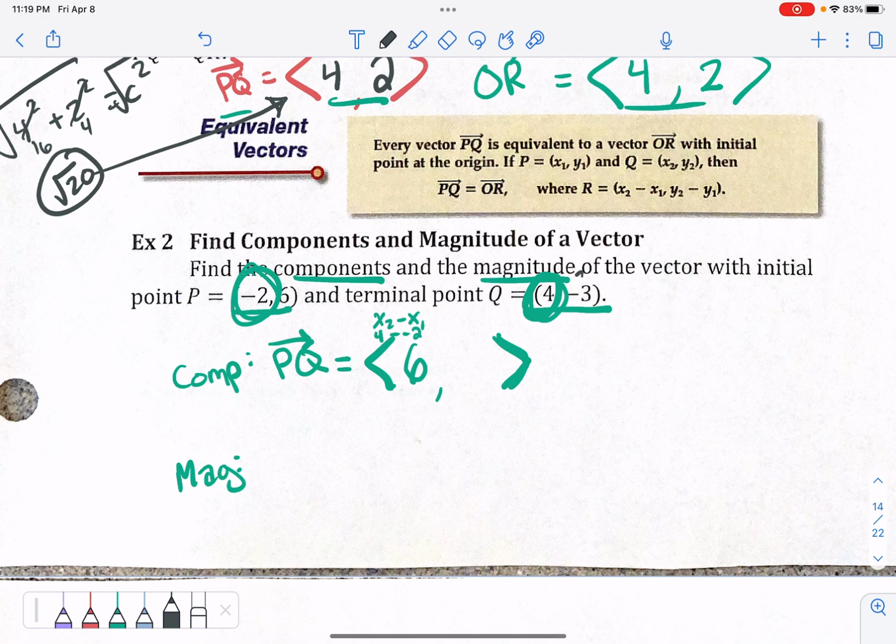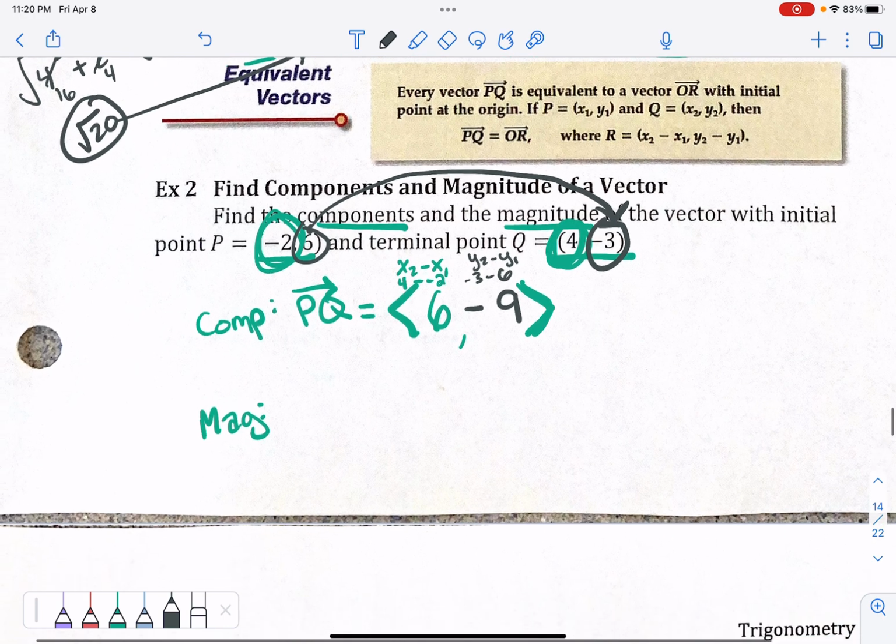And then the second one is -3 and 6. So I'm starting at 6, which is up 6, and I'm going down to -3. That's down 9, okay? Or if you need to do y2 minus y1, you can do that. You would start with -3 and subtract 6, right? -3 minus 6 is -9. So that is your component form.